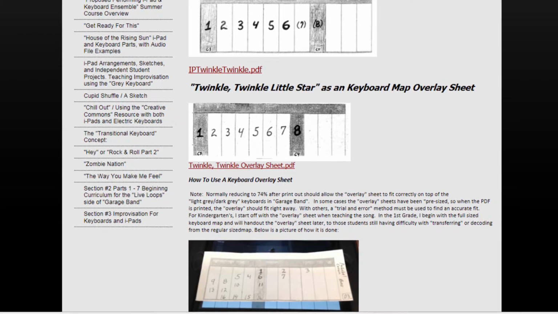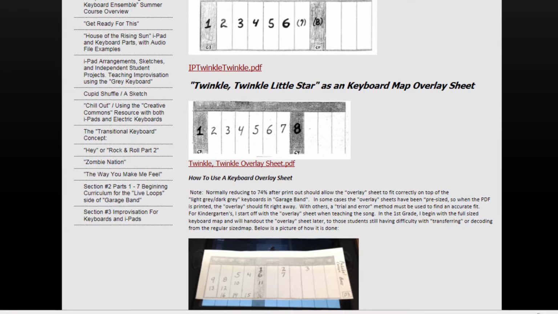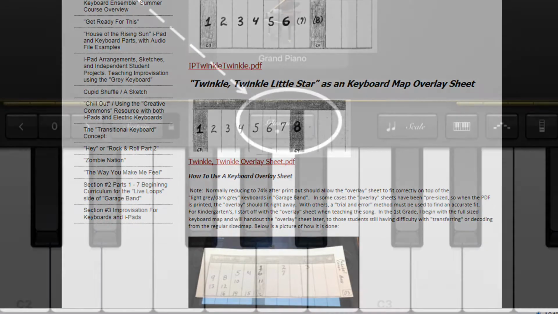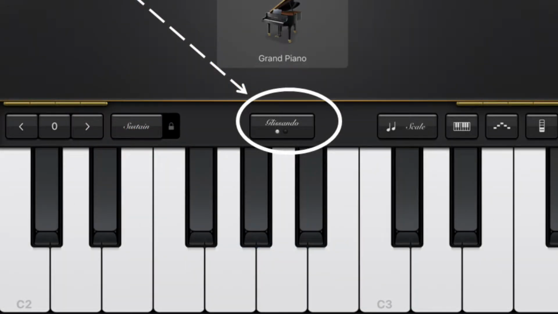When using an overlay sheet, students will always remain on their present screen. For that reason, be sure the middle button in the center bar is set at glissando and not at scroll. This will prevent the screen from accidentally moving around while the children are playing their solos.